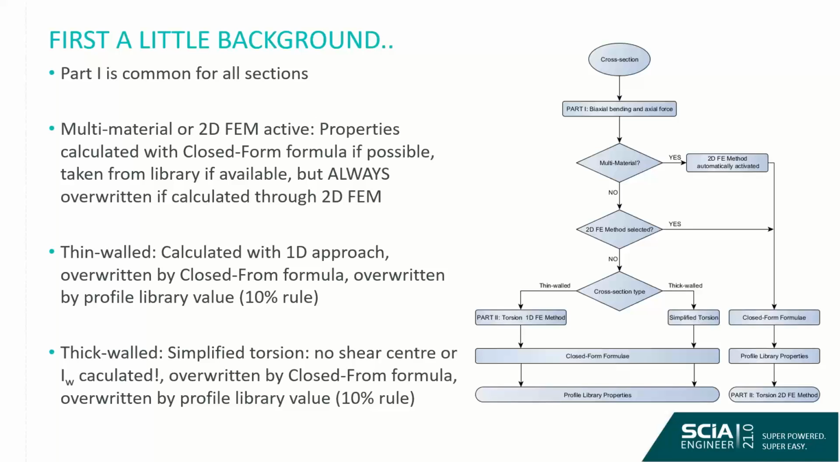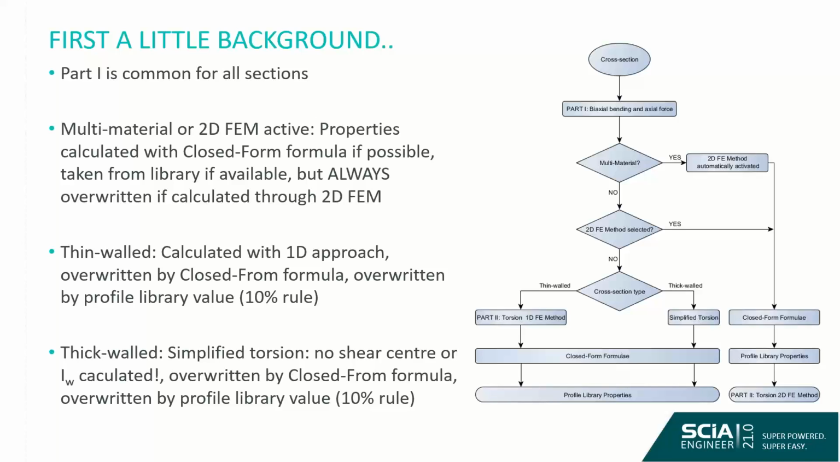If you have a thin walled section, meaning you have a center line representation of the cross section, well, in this case, you can calculate the section characteristics through a 1D approach where you're just using the center lines and you allocate a certain thickness to these lines.